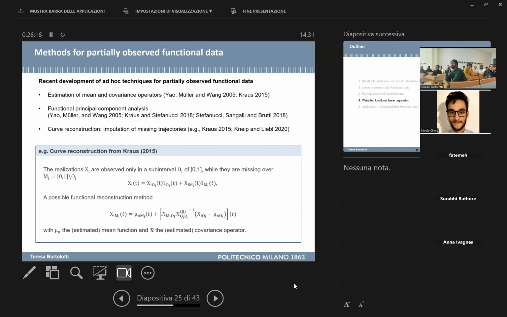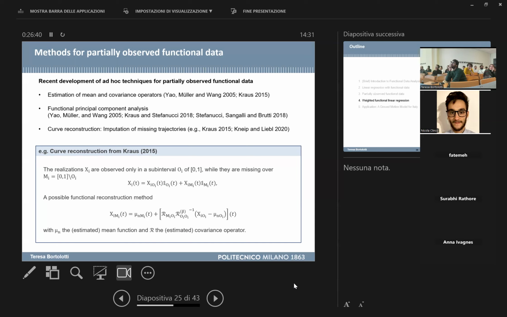And then on the identification of functional principal component analysis, which is the extension in the functional world of the principal component analysis. And then another field of research focused on curve reconstruction, so the imputation of the missing trajectories of the curves where they are missing. The main references are those two.